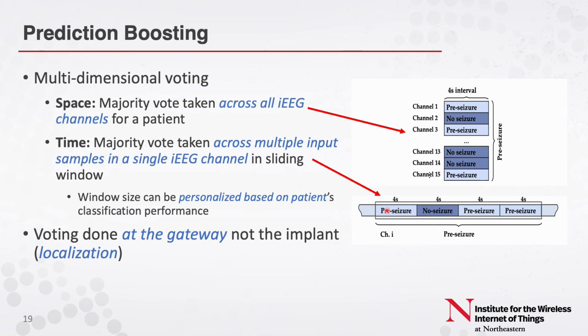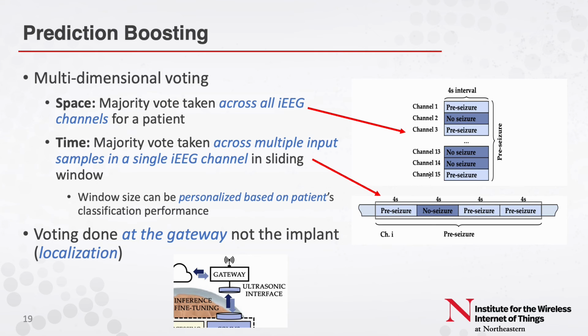It is worthy of note to mention that the time vote can be further personalized for individual patients, as this time window can be made bigger or smaller depending on the patient's need. But the channel vote is static because the number of channels a patient has is static itself. The voting itself is done at the gateway, not at the implant. So from this previous picture of AiEEG, it's done outside the body, essentially is what that means.